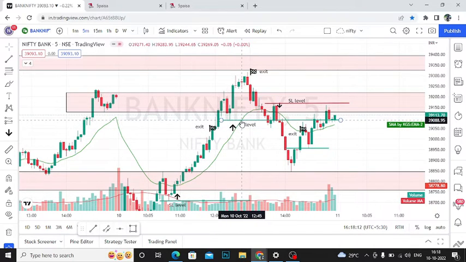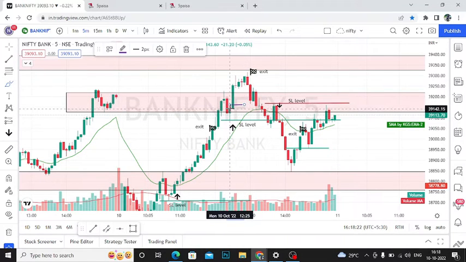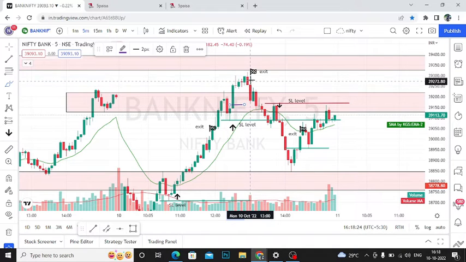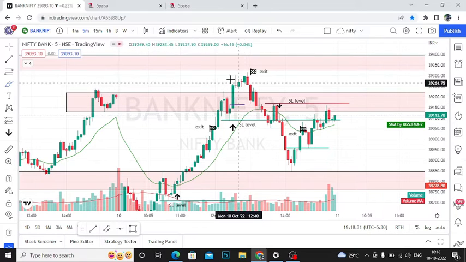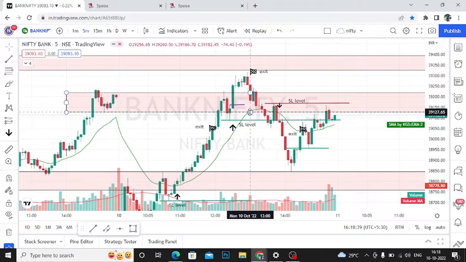So I kept my stop loss here and then I entered my trade in this. Once it broke this candle's high, around this level, I took my trade, and then I exited my trade here once this candle low was broken. So I exited because I was not very confident in this trade. That trade I exited around 12:59 pm.